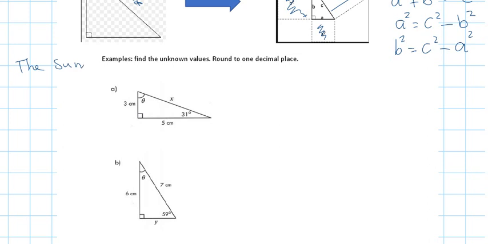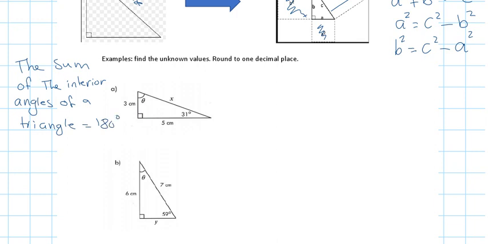So the sum of the interior angles of a triangle is equal to 180 degrees.